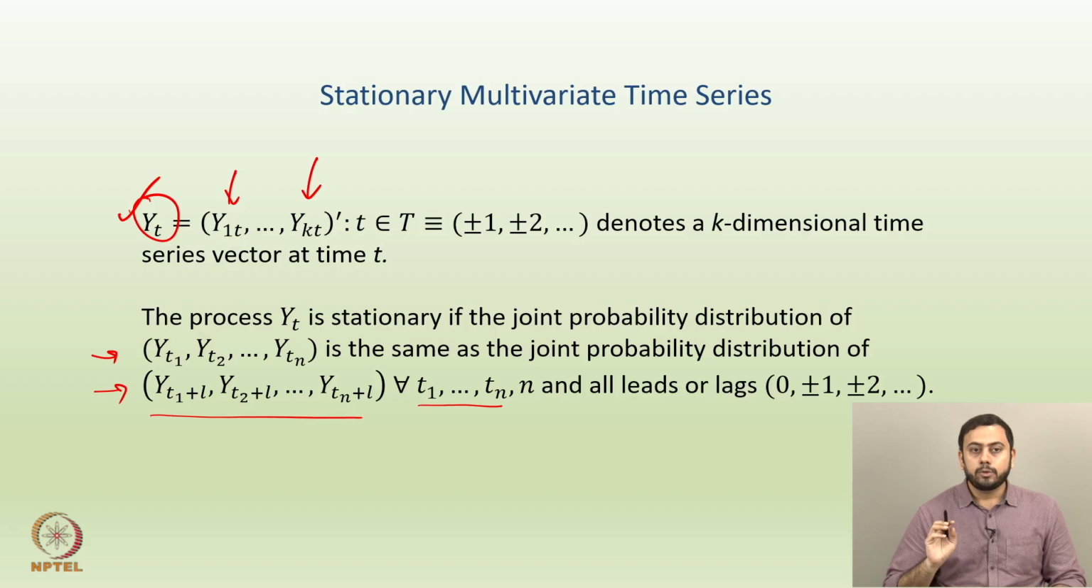My suggestion would be that you should proceed ahead only if you have understood very clearly the idea of stationarity for a multivariate time series. Make sense now?